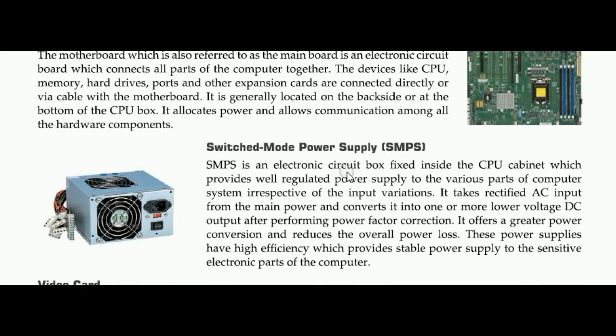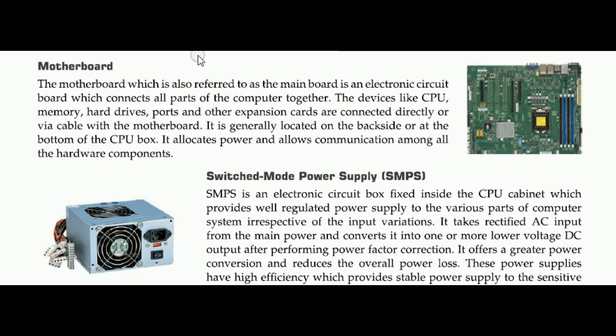Next, motherboard. Motherboard, also referred to as the main board, is an electronic circuit board which connects all parts of the computer together. Devices like CPU, memory, hard drives, ports and other expansion cards are connected directly or via cable with the motherboard. It is generally located on the back side or at the bottom of the CPU box. It allocates power and allows communication among all the hardware components.